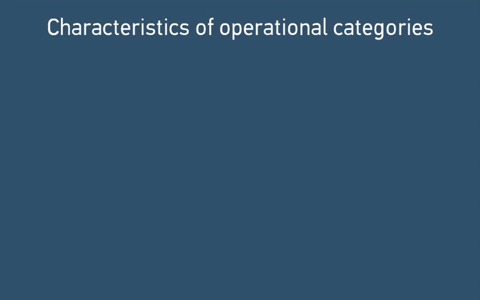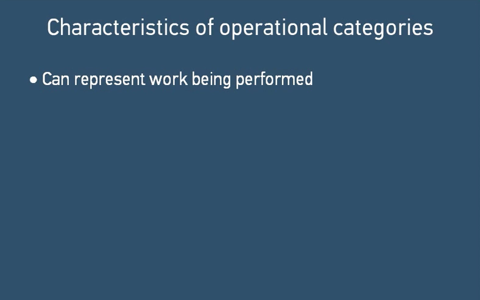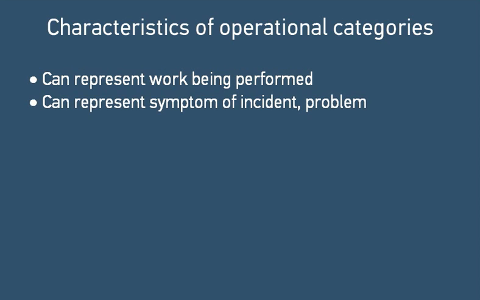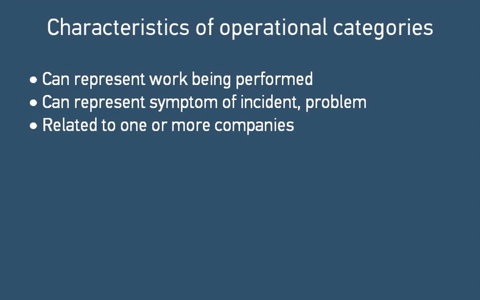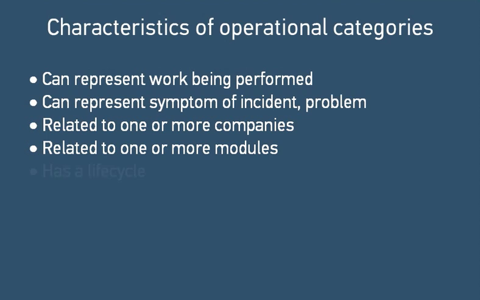An operational category can represent work being performed by support staff, such as the examples just shown, or it can represent a symptom of an incident or problem. You can relate a category to specific companies for whom it can be used, or you can relate it to global to use it with all companies. You also relate each category to the specific ITSM, SLM, or SRM modules in which it can be used.